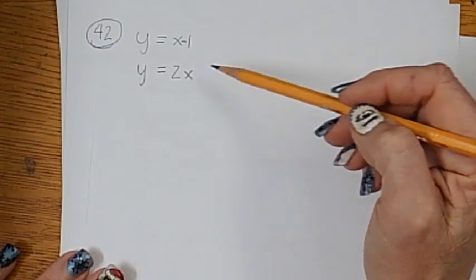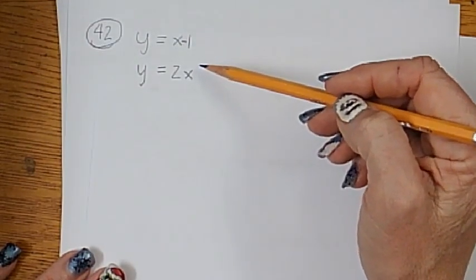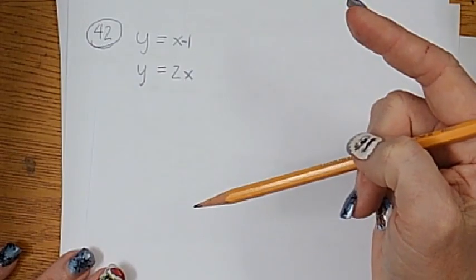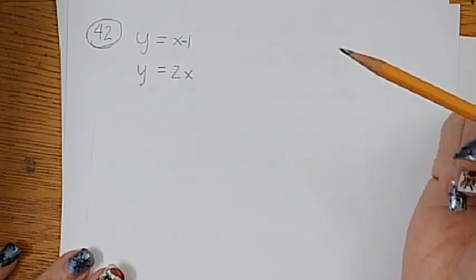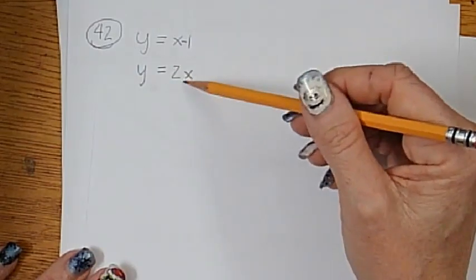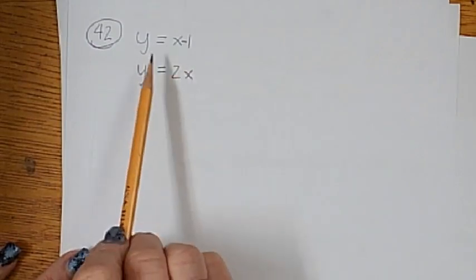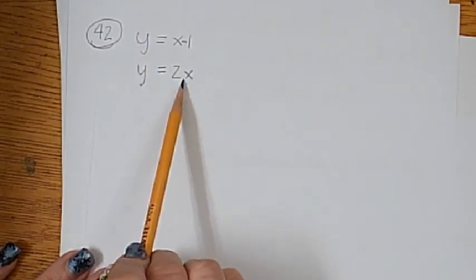Okay, so this is an example of substitution. In substitution, you want to make sure one of your equations at least has a variable by itself. Okay, so in this case, both of them do. So you just decide which one that you want to move. I always choose the smaller equation, which in this case, both of these are kind of small. Okay, so this was the original: y equals x minus 1 and y equals 2x.